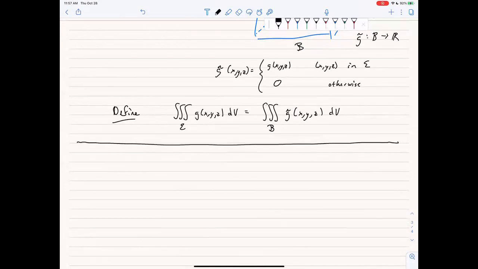So let me give you a practical example. You can always change coordinates to be in this example. That's false. Okay. Many times you can change coordinates to be in this example. So let's let D be a region in the plane.